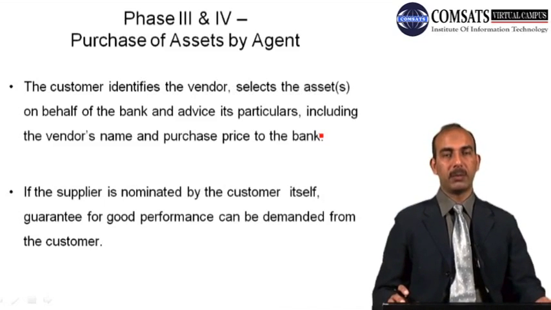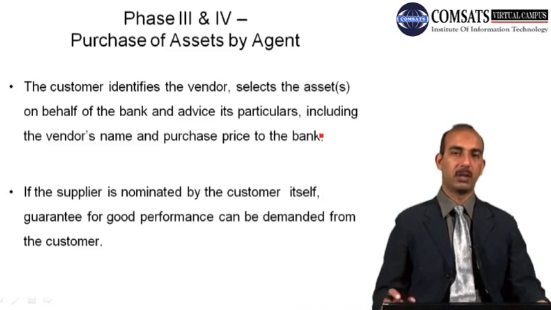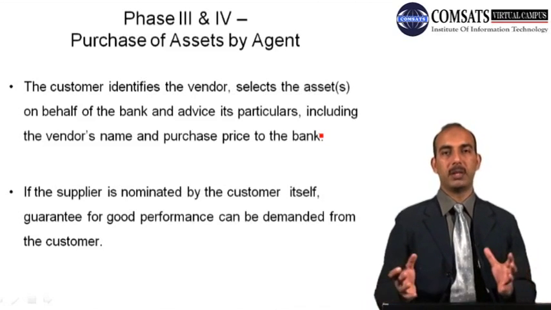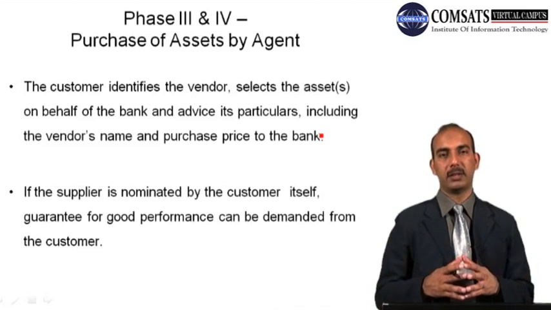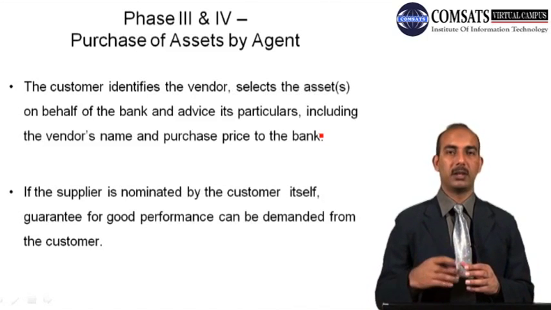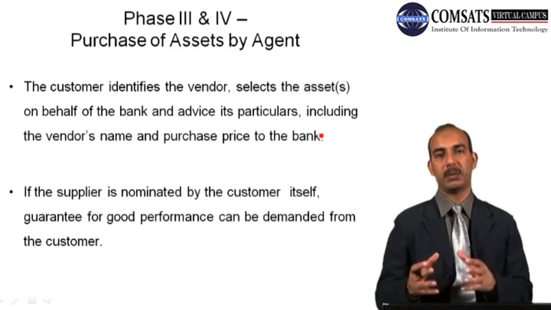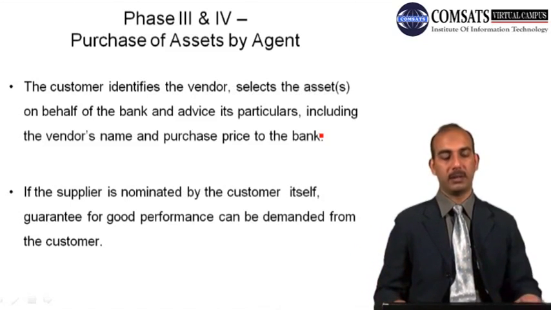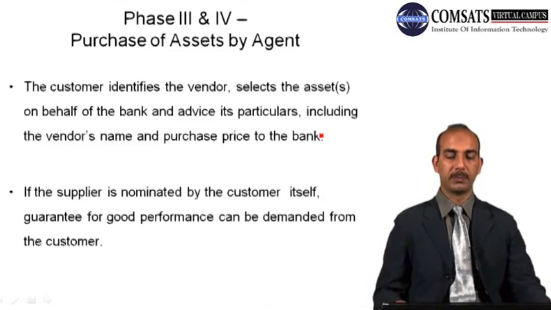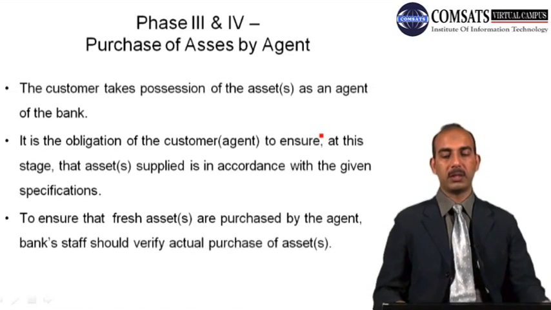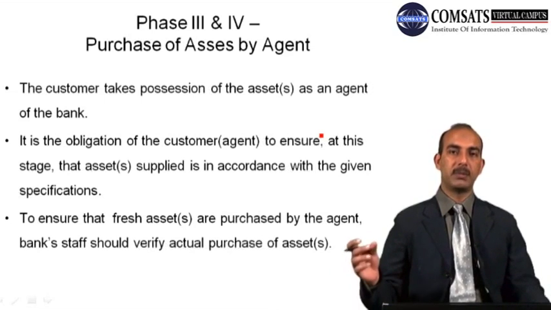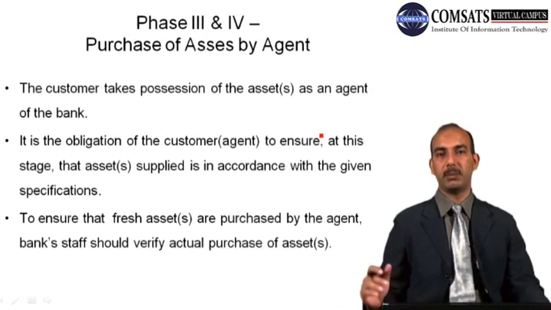If the supplier is nominated by the customer itself, a guarantee for good performance can be demanded from the customer. So one of the advantages of getting the nomination of the vendor by the client is that any damages or drawbacks or any faults in the product would be the responsibility of the client. So then it will not be the responsibility of the bank. And the customer would take possession of the asset as an agent of the bank. The customer will go to the vendor and will make the purchase as an agent of the bank, because there is an agency agreement between the bank and the client.